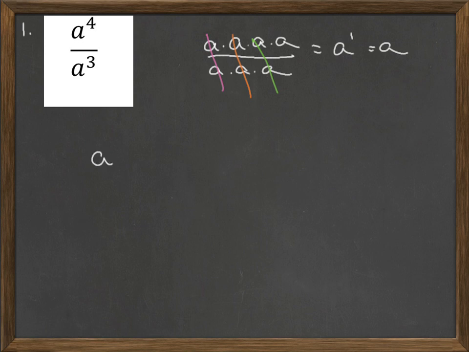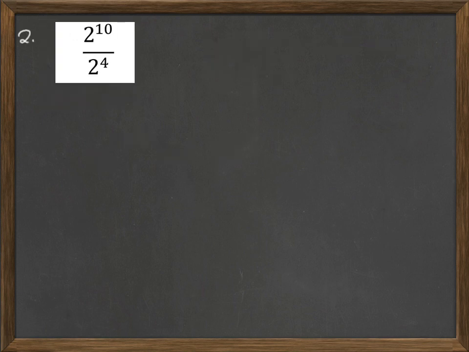Or, again, I could take the shortcut and just do 4 minus 3. 4 minus 3 is 1, so we can just write a to the first power, or more simply, we can just write a. Let's do the next example.